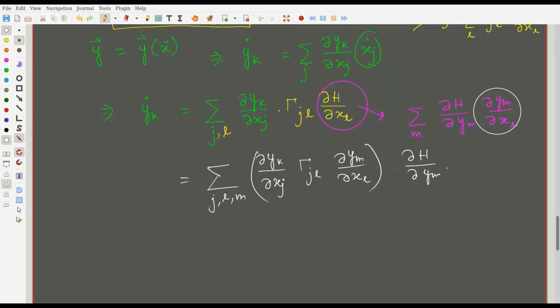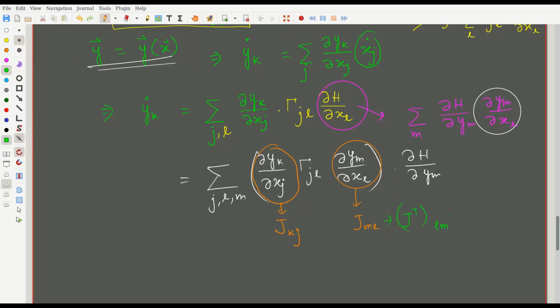Now notice, this del y del x matrix, if you do a coordinate transformation like this, the matrix is usually called the Jacobian. So this is the kjth element of a matrix, which I call the Jacobian matrix. So this is Jkj. It has two indices. Similarly, this is Jml, or I will write it in a roundabout way as J transpose lm.